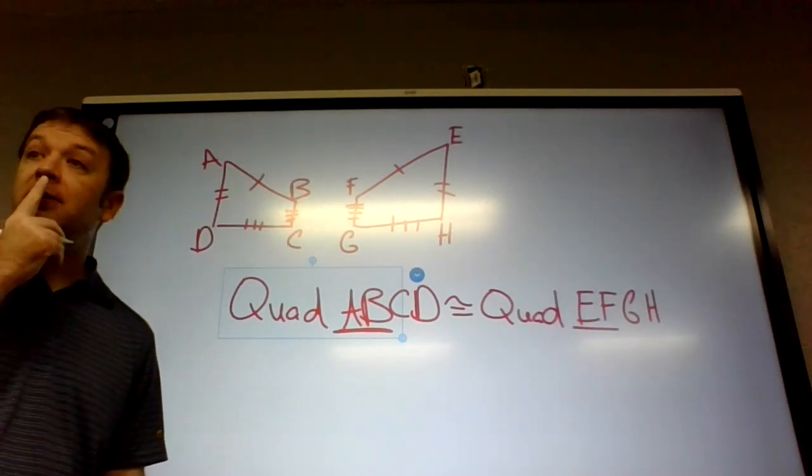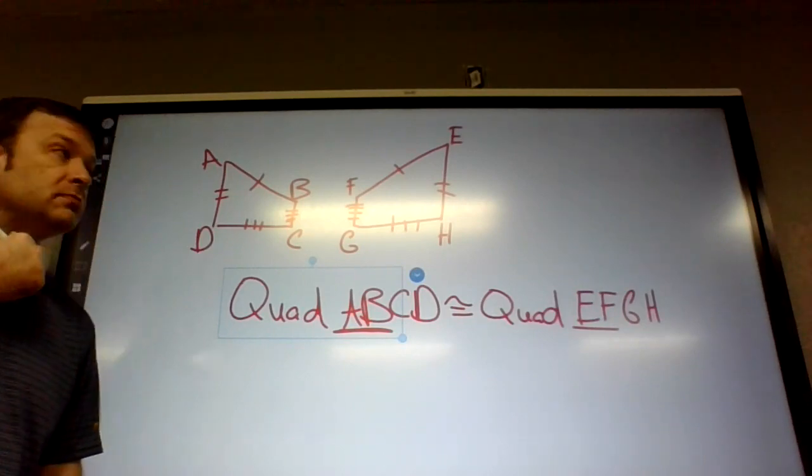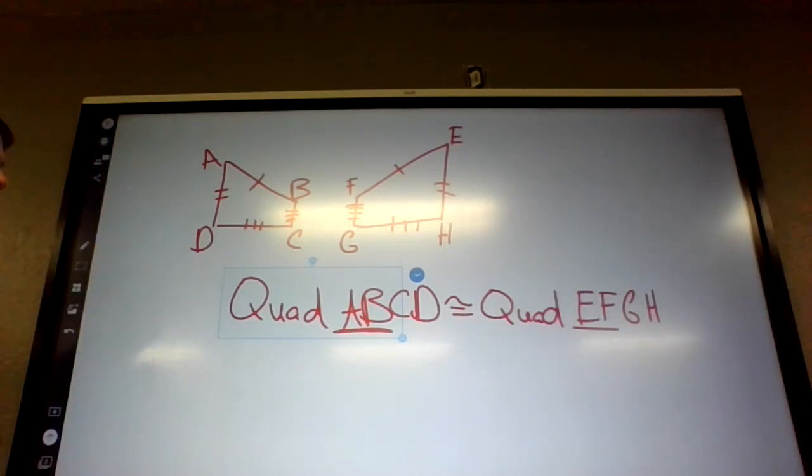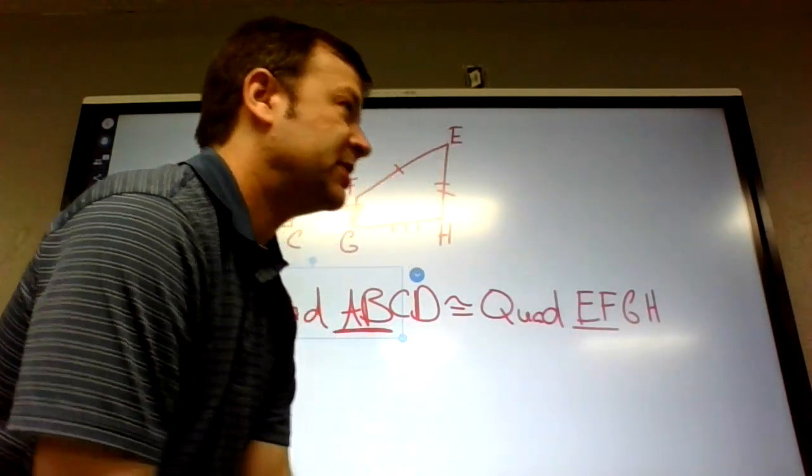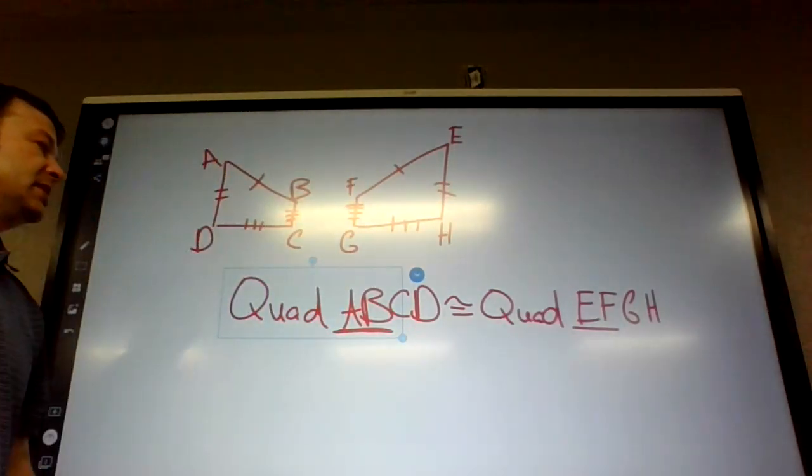Mr. Jordan, if quadrilateral EFGH were bigger, it still had the same angles, but it were bigger, would that just make it similar? That's called similar. Yeah, that's going to be a different chapter. Similar things have the same shape, same angles, but different sizes.